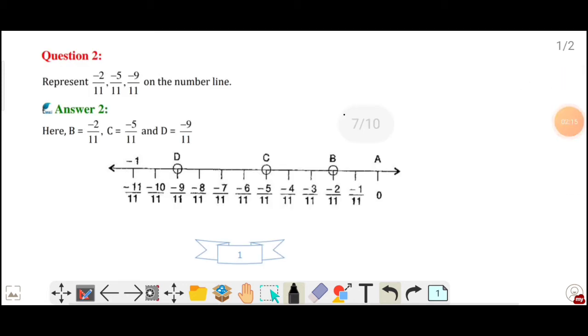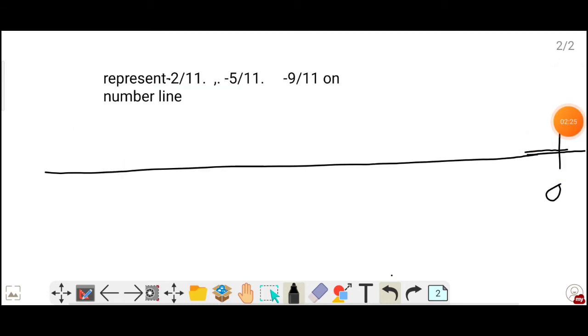Next, question number 2. Represent minus 2 by 11, minus 5 by 11, minus 9 by 11 on the number line. Since they gave negative numbers, they lie on the left side of 0. Therefore I take 0 on the right side. From the left of zero the negative numbers will lie. Here this is minus 1 and this point will be minus 2.